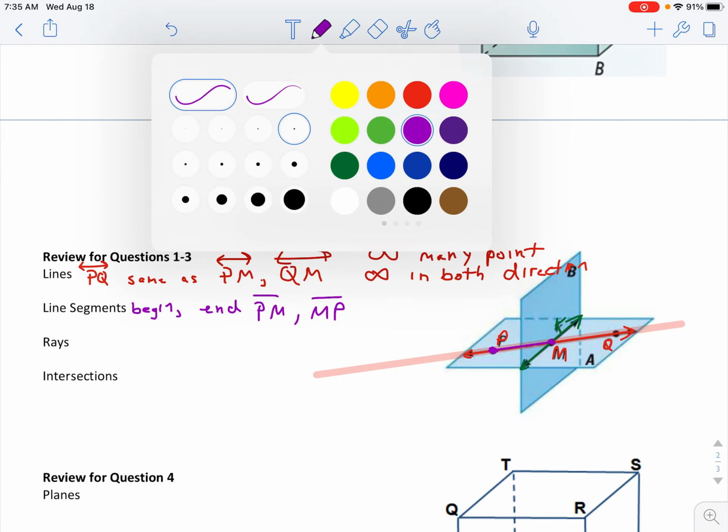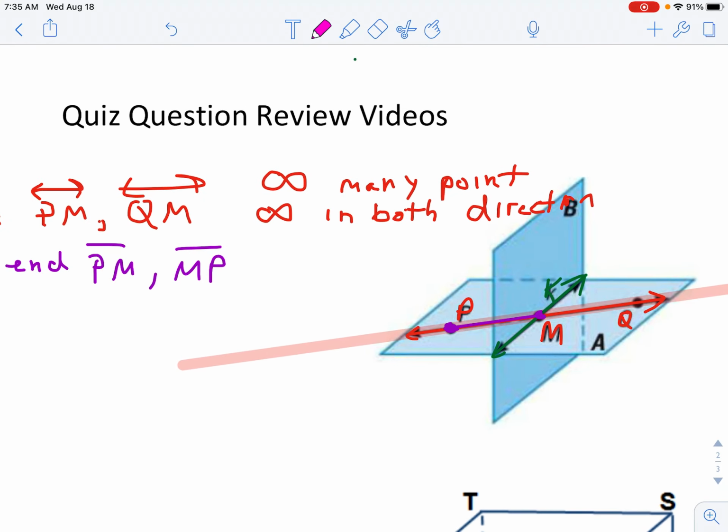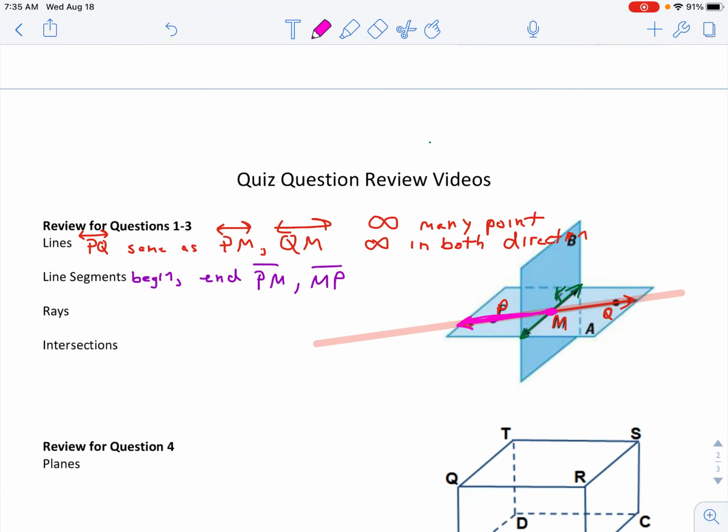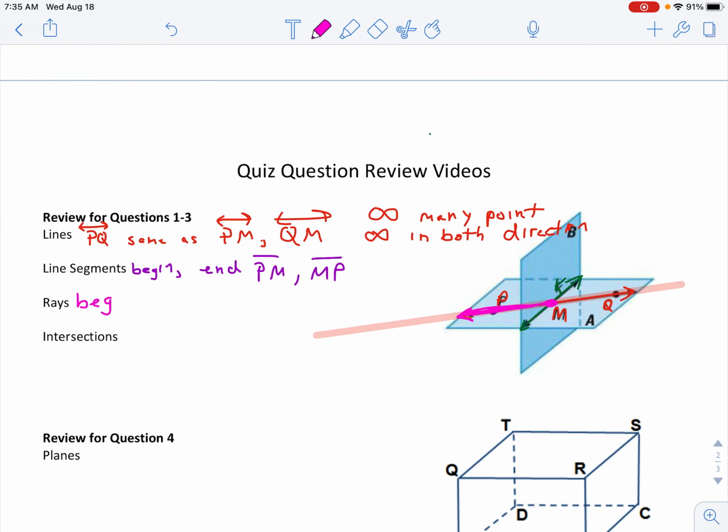And then let's talk about the last thing, rays. So this right here, a ray begins but never ends. Okay, so MP is a ray. You always start at the end. The first letter is always the beginning point, and then P, it goes through P forever, so that's why it's the last point. All right, and then we'll talk more about rays.